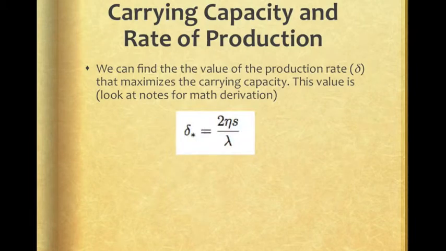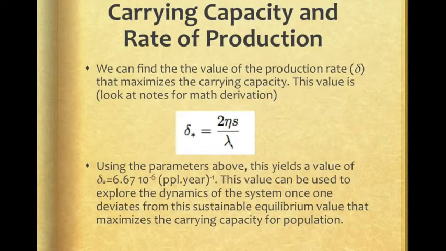And in this case, if you do the math, you find that the production rate that maximizes the carrying capacity is equal to twice this eta parameter that's in the notes, times the salary, divided by the natural capital.